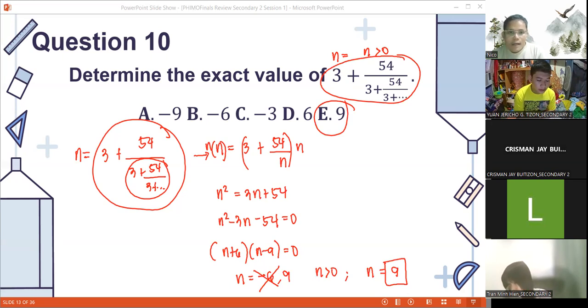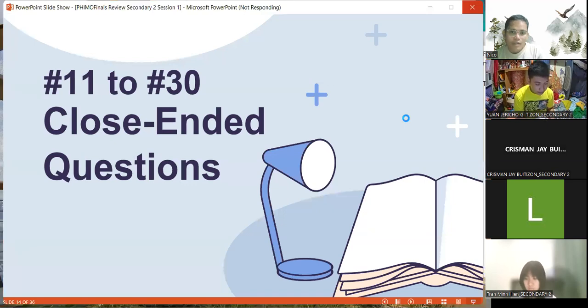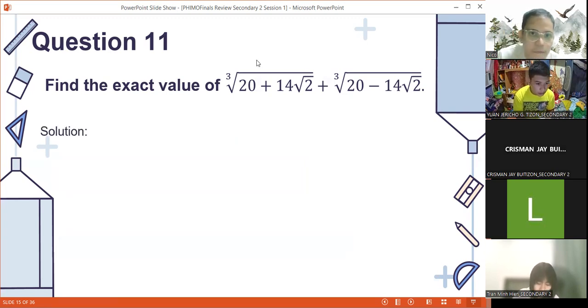Okay, let's have the next question, which is number 11. So these are closed-ended questions, right? So there are no choices anymore. Okay, so we have this value here. This is a very lengthy solution. I think there's a solution here. So let's follow the solution here if it's correct.